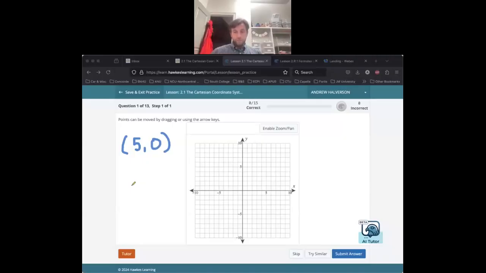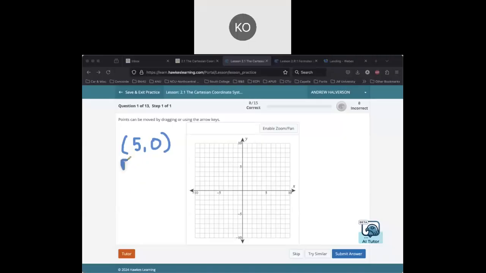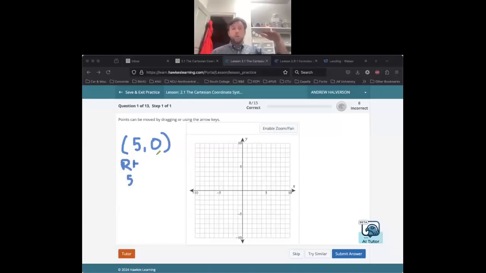Right 5. Would you go back to the left? You would just stay on the center line, wouldn't you? Yeah, so you go right 5, and this says move 0 up, 0 down. So you just stay where you're at. You just move 5 and you don't turn, because you move 0 up or down. So your dot is going to be right here, on the x-axis itself.